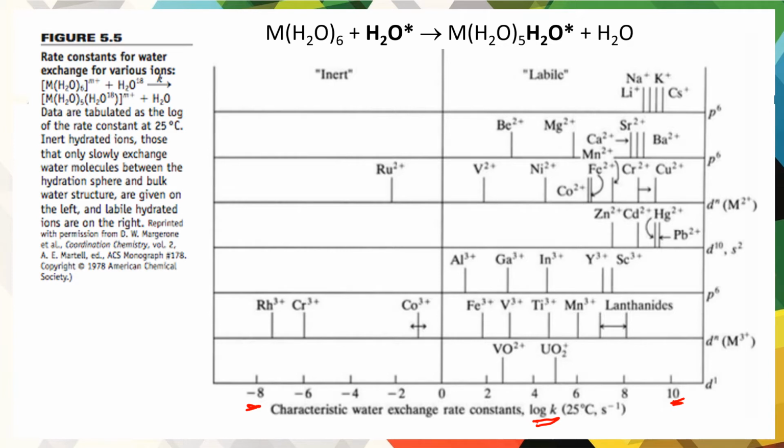We call those labile complexes. And on the left, we have inert complexes, right? So the most inert complex on this whole table is rhodium-3, and the most labile complex is maybe cesium, okay? I should point out, these are all aqua complexes, and we're exchanging them with water, okay?